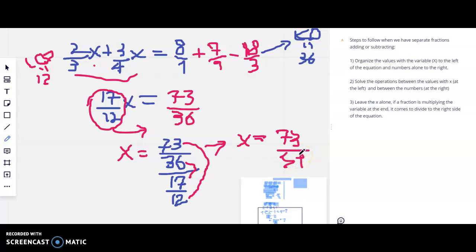Let's write it better: 73 over 51. This will be the final fraction. It's already simplified. We solved this operation, 73 times 12, we got a result, 36 times 17, we got another result, and then we simplify and we got this answer. X equals this. So this is the final answer.